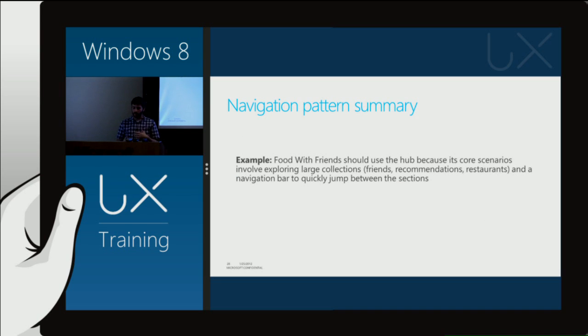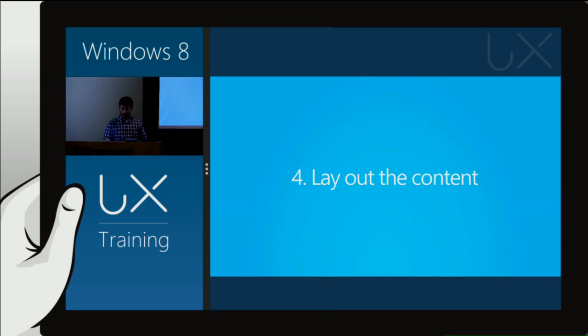So when we're looking at our Food with Friends example, we can use a hub because there actually is a large browsing component to Food with Friends, and then we can use a nav bar if we want to be able to quickly jump between the different sections, and we'll get into that right now.